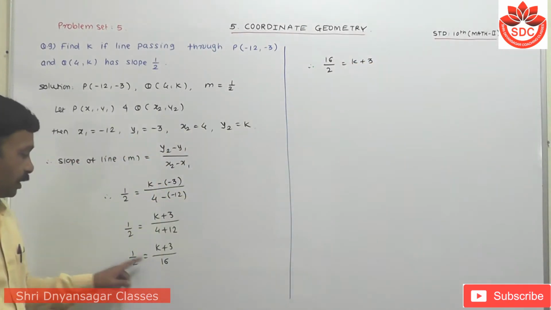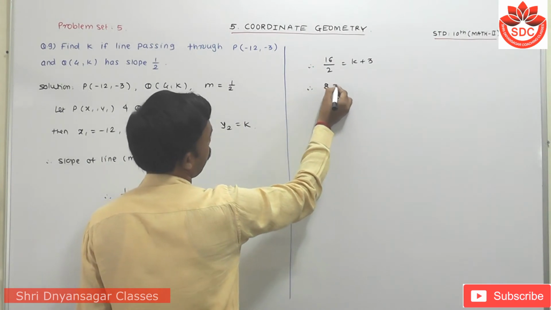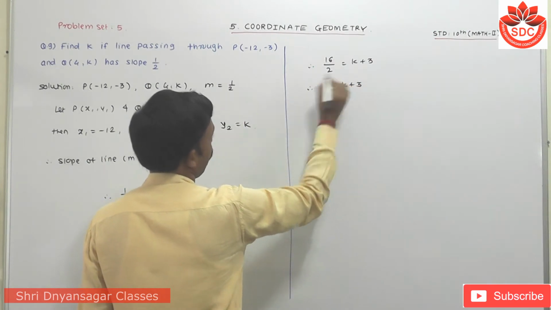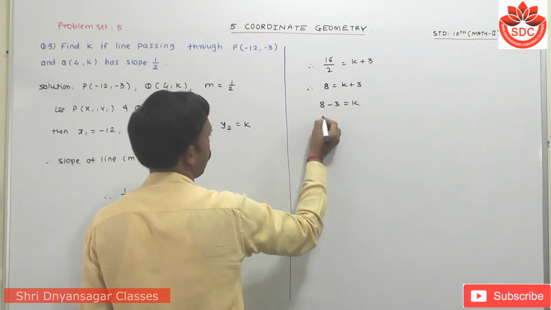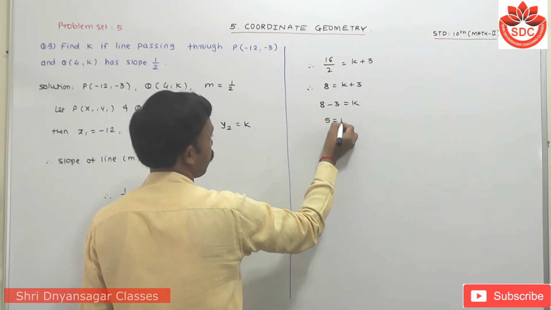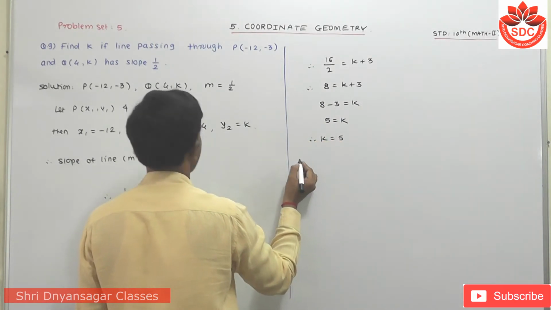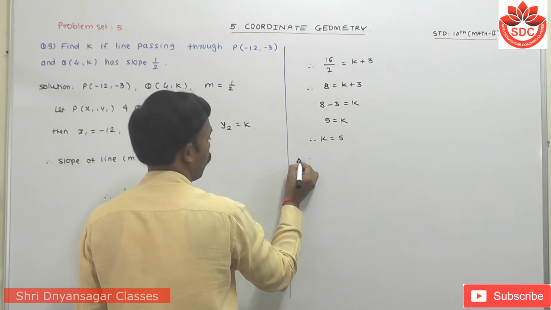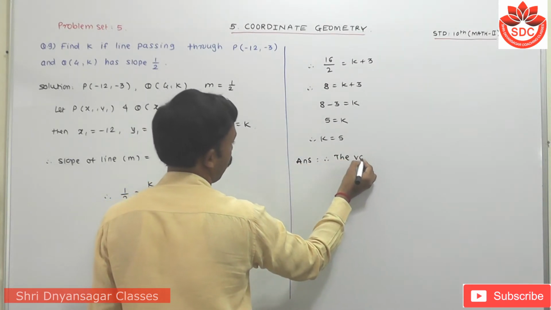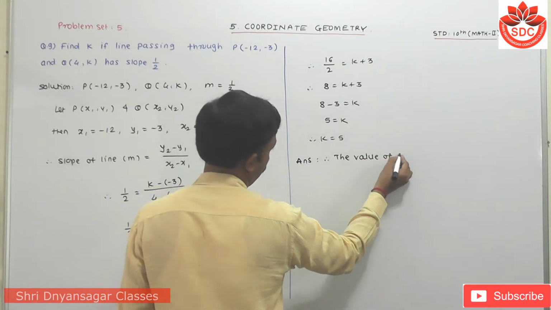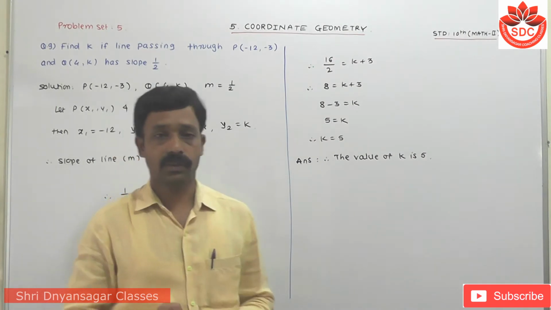Only this 16 is transposed to this side. Then when we simplify it, it becomes 8 is equal to k plus 3. Again transpose this 3 to the other side, it becomes minus, so 5 is equal to k. Therefore k is equal to 5. Then the answer in a full sentence: therefore the value of k is 5. Okay, we take the next question.